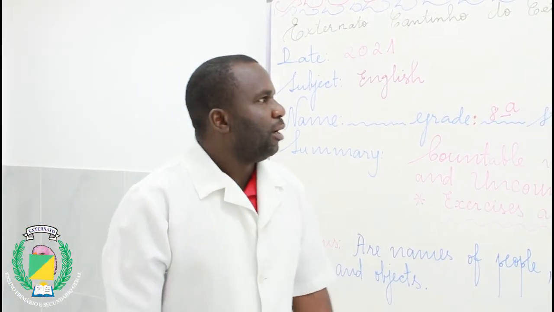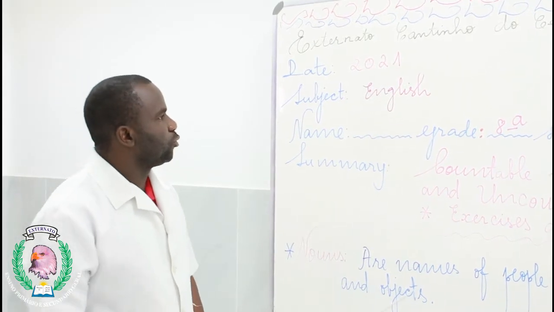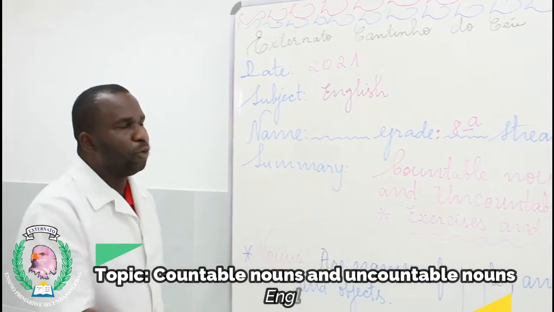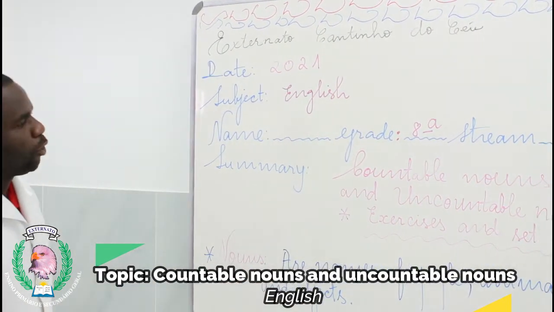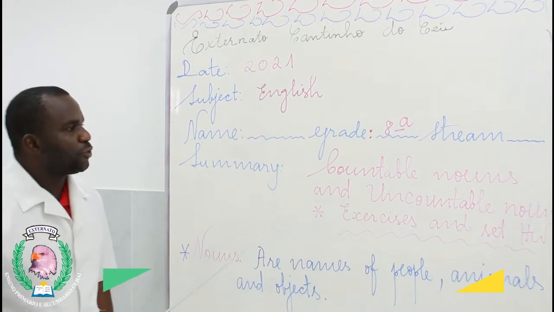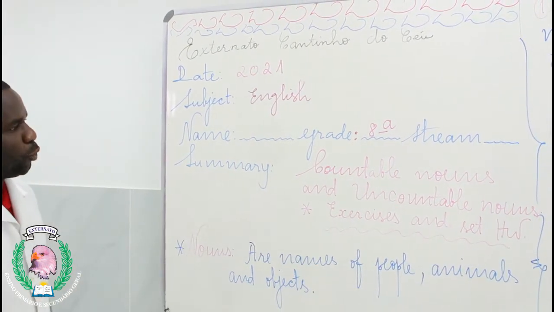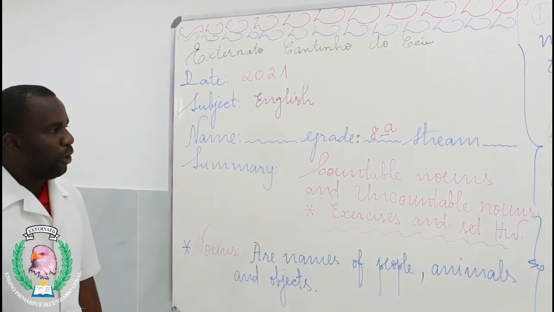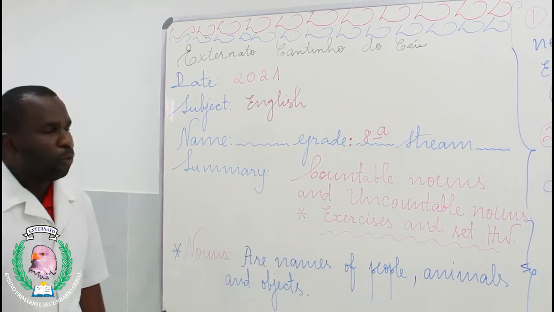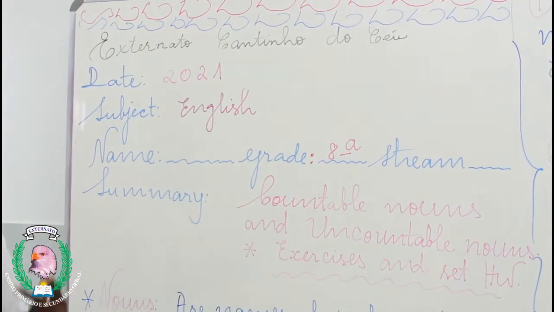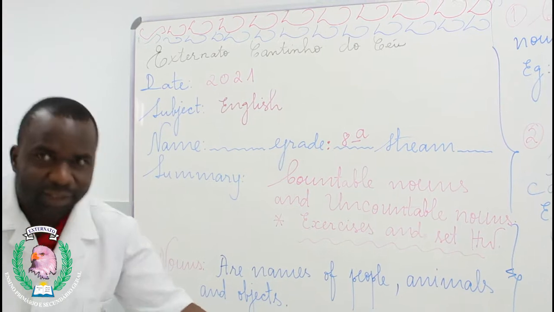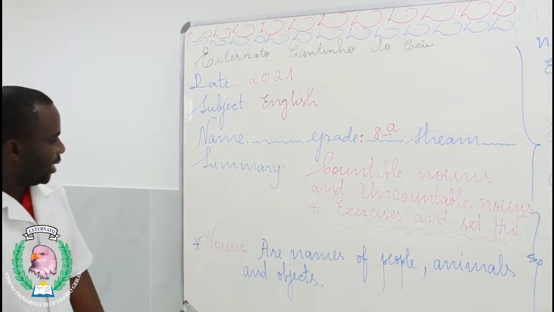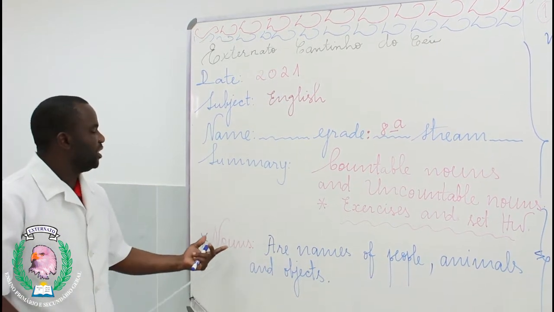Alright, today, without taking much time, we are going to introduce countable and uncountable nouns. The objective of these lessons is to divide nouns into groups, to know what is countable and what is uncountable. When we talk about countables, we talk about things that you can count, and uncountables are things that you cannot count. First, we're going to start with the nouns.